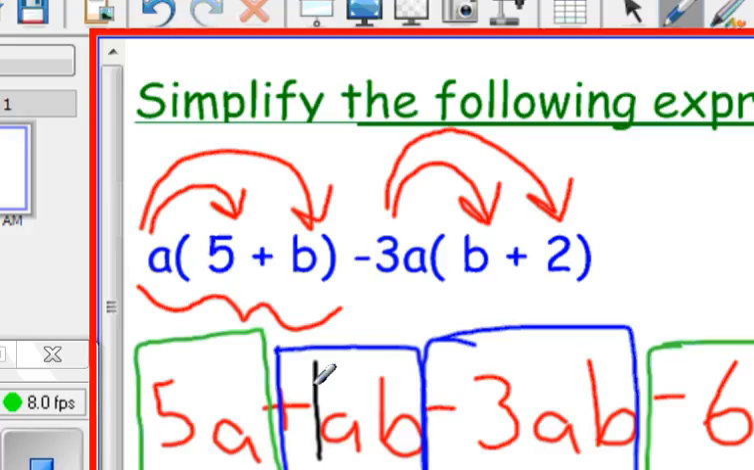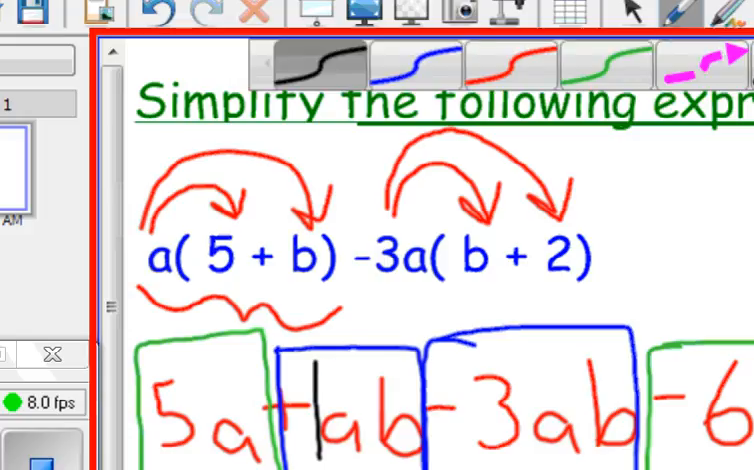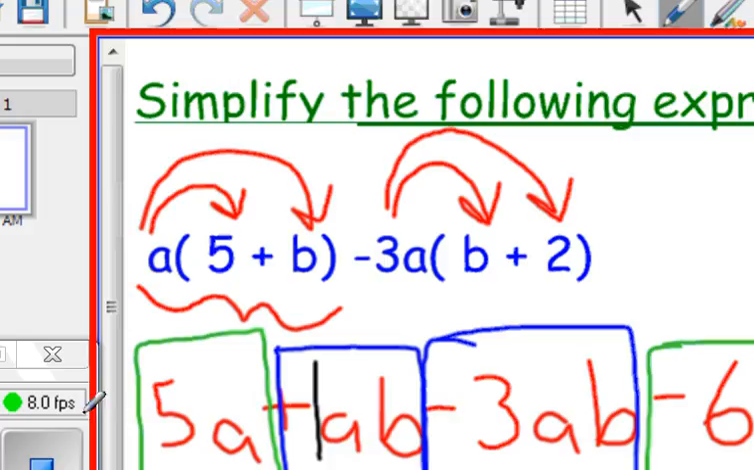And then these two terms cannot actually be combined because one of them has just an A. The other one has an AB. It's kind of like adding apples and oranges together. You can't add them together. So this is our final answer.